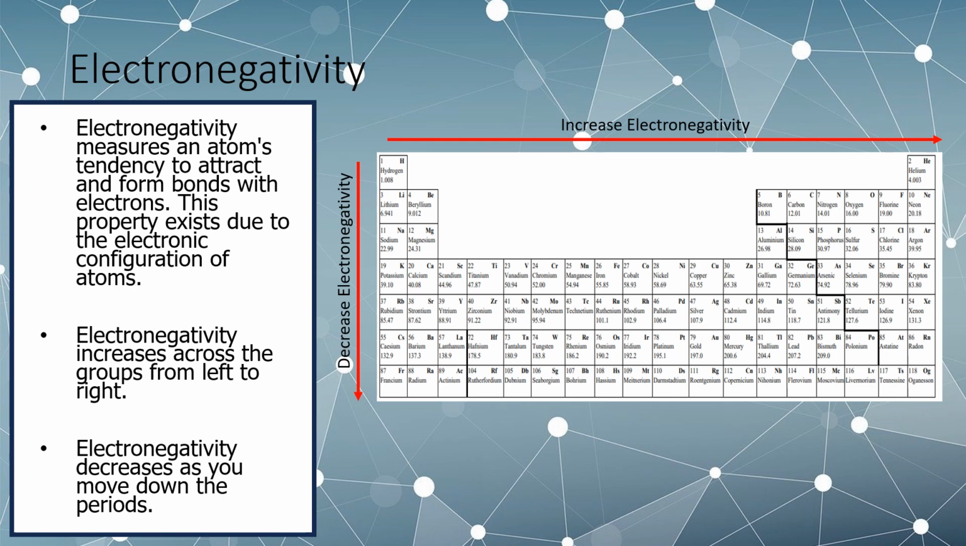Electronegativity decreases as you move down the periods. As the shells get bigger, it's going to be more difficult to pull in electrons as the protons are further away from the outside of the atom.